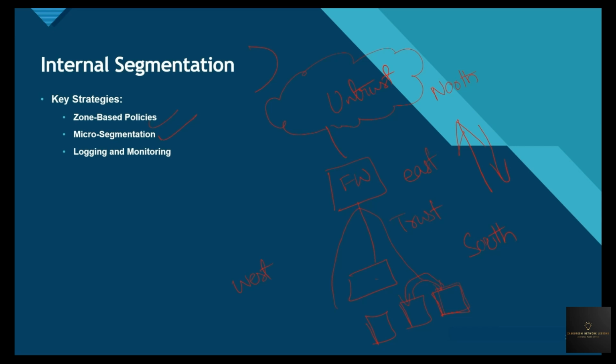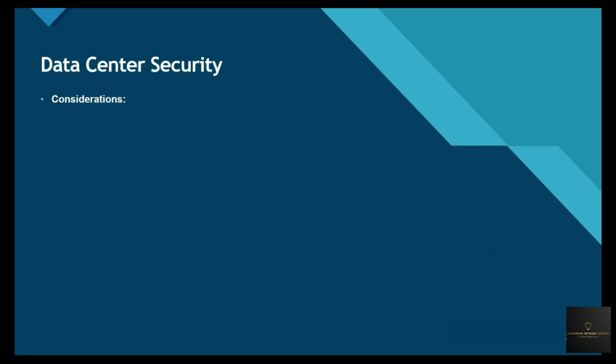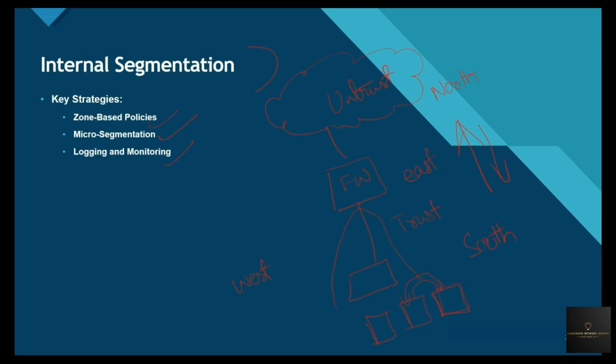And on top of that, you should also mention logging and monitoring, like monitoring the inter-zone traffic in real time with logging features, which can help in identifying suspicious behavior or policy violations quickly. So this is one of the key strategies in deploying internal segmentation.